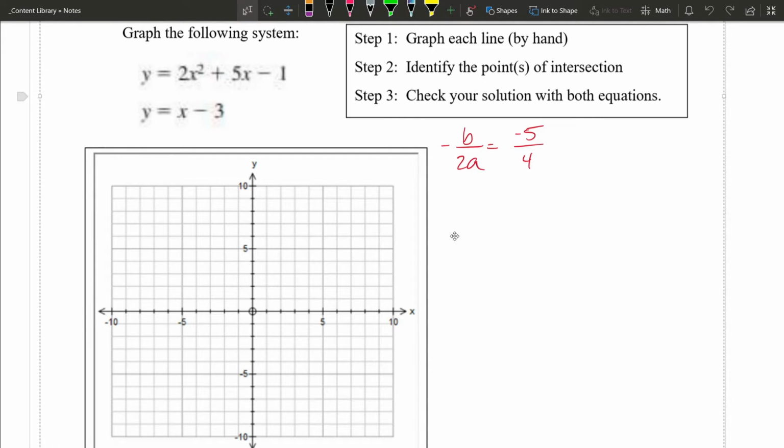To find our y component, I'm going to take this and substitute it in as x for my function. I'm going to evaluate my function for that value, which I'm not really excited to do, but I'm going to do it anyway. So f of negative 5 fourths is equal to 2 times the quantity negative 5 fourths squared, plus 5 times the quantity negative 5 fourths, minus 1.